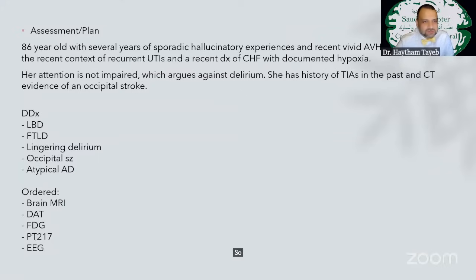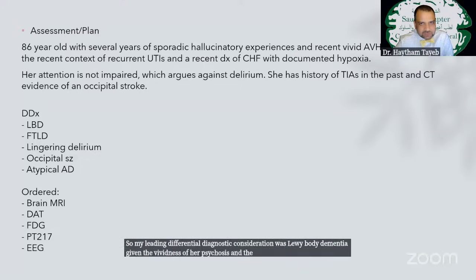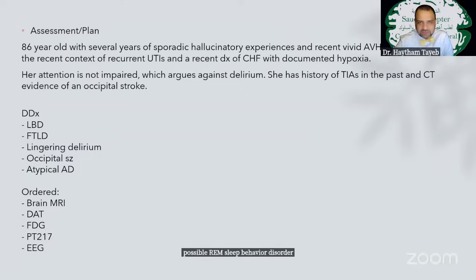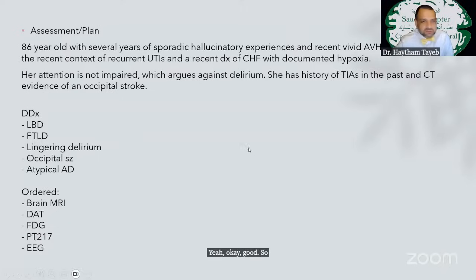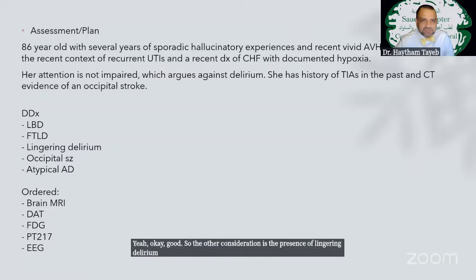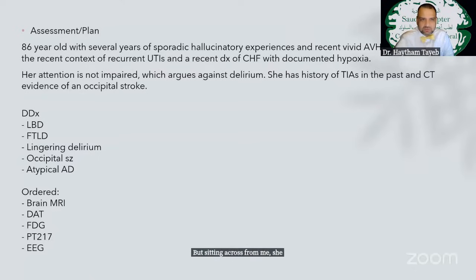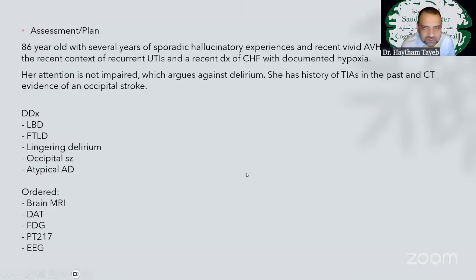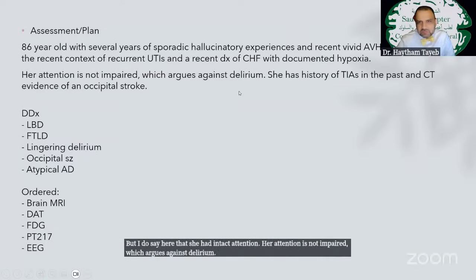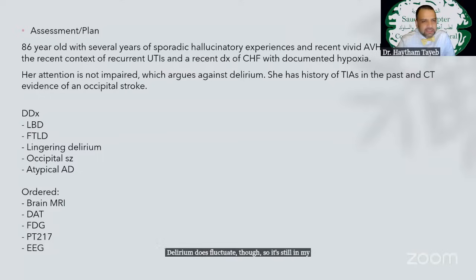So my leading differential diagnostic consideration was Lewy body dementia, given the vividness of her psychosis and the possible REM sleep behavior disorder. The other consideration is the presence of lingering delirium. But sitting across from me, she had a reasonable digit span. I do say here that she had intact attention. Her attention is not impaired, which argues against delirium. Delirium does fluctuate though, so it's still in my differential.